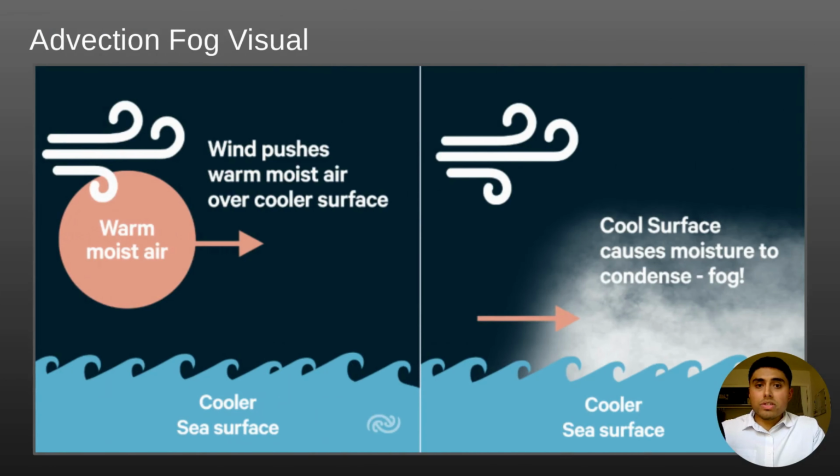And here's an advection fog model of what we've just gone over, with the warm air going over the cold surface, that cold surface lowering the temperature of that warm air to the surface's dew point, and that warm air condensing until it releases into advection fog.